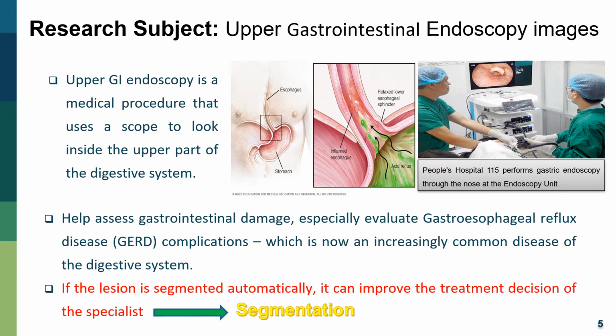Our research subject is upper gastrointestinal endoscopy images. Upper GI endoscopy is a medical procedure that uses a scope to look inside the upper part of the digestive system. It helps assess gastrointestinal damage, especially evaluate gastroesophageal reflux disease complications, or GERD in short form, which is now an increasingly common disease of the digestive system. It is worth noting that if the lesion is segmented automatically, it can improve the treatment decision of the specialist. Yes, this is segmentation.